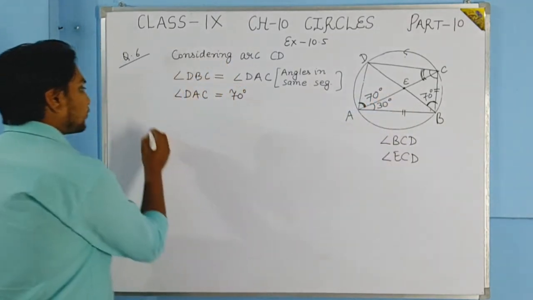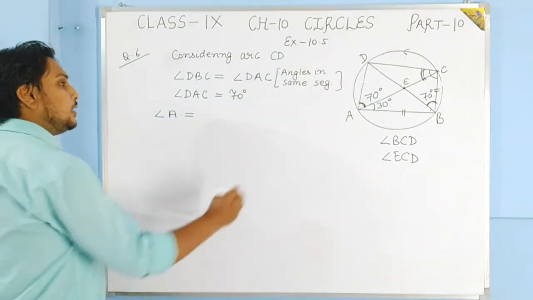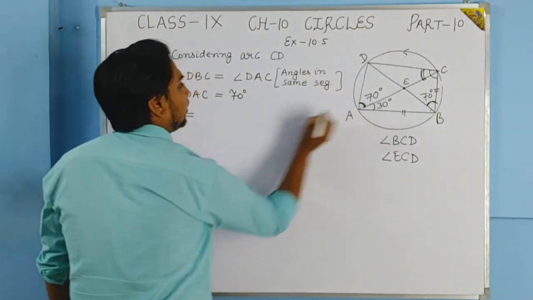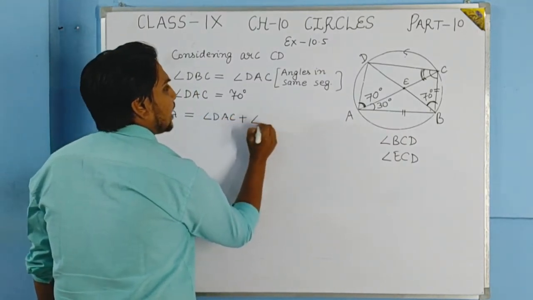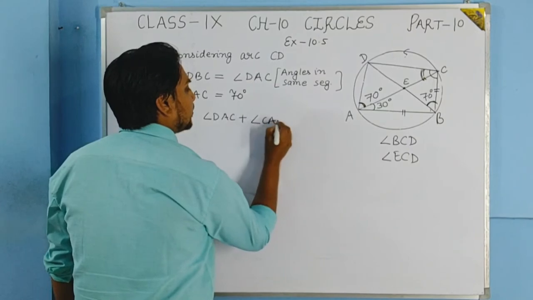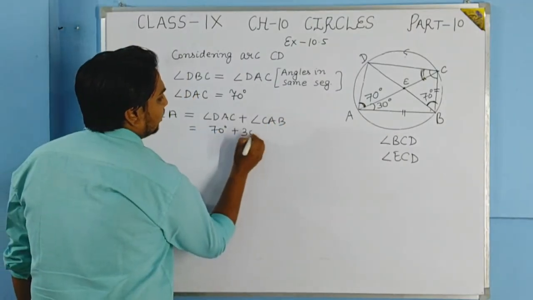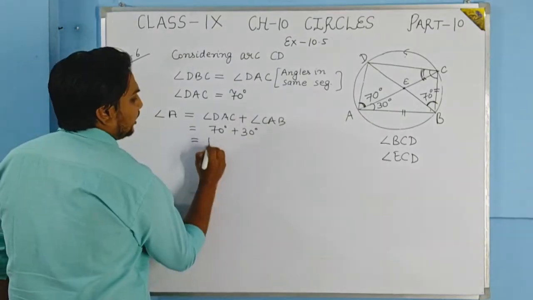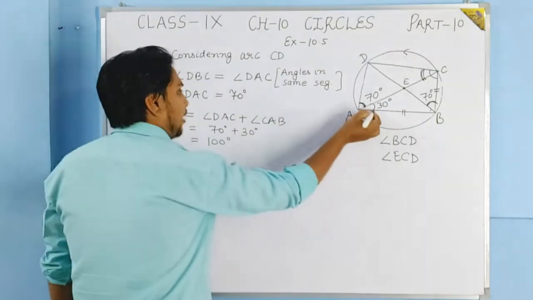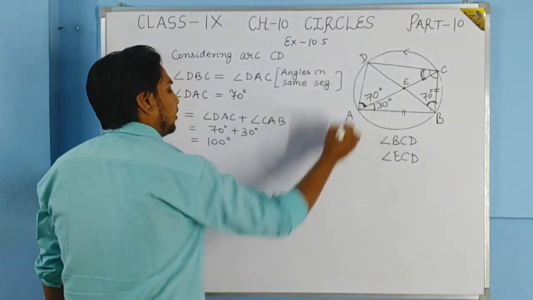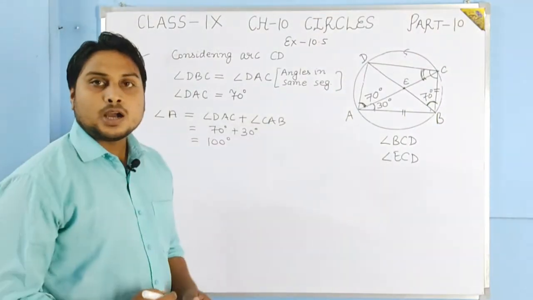Now students, the whole angle A is angle DAC plus angle CAB, which means 70 degrees plus 30 degrees, and that is 100 degrees. So after adding these two angles, angle A becomes 100 degrees.